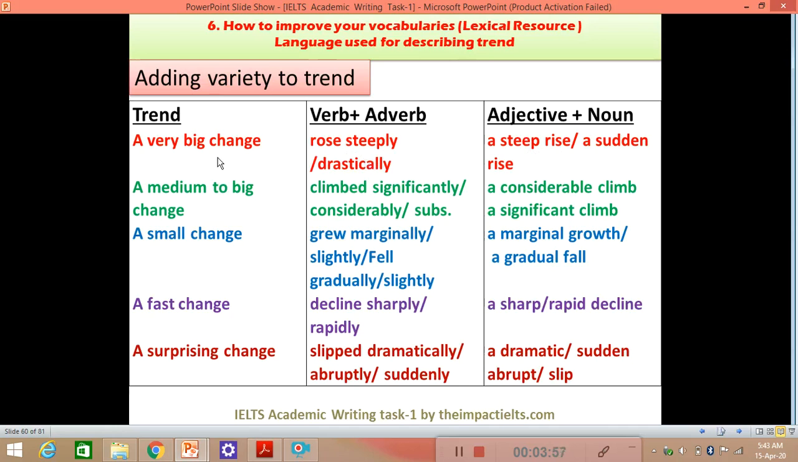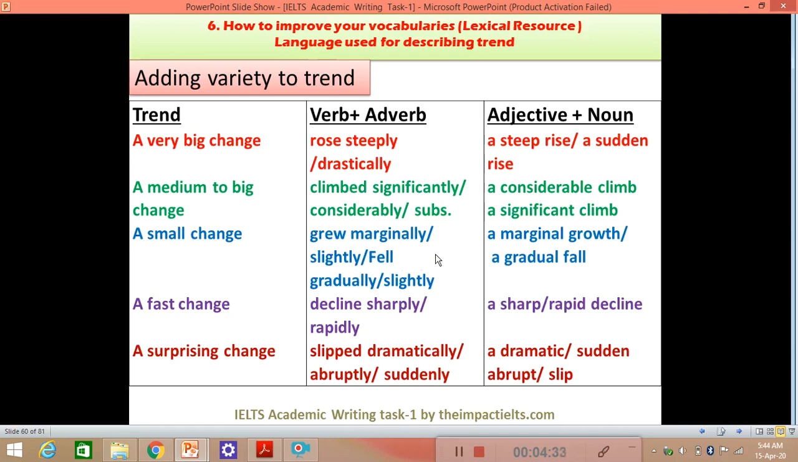If it is a medium to big change, then you can use climb significantly, considerably. Here it means substantially, right? You can add substantially here. Just because of space, I could not complete it. In adjective form, the same thing: you will say considerable climb, significant climb, or substantial climb. If there's a small change, grew marginally, slightly, fell gradually, fell slightly.